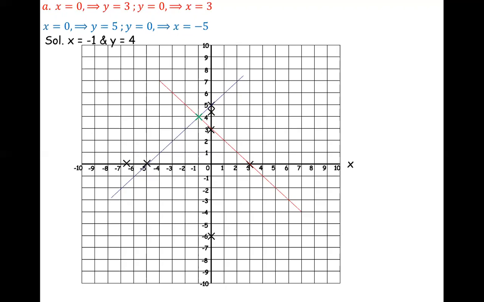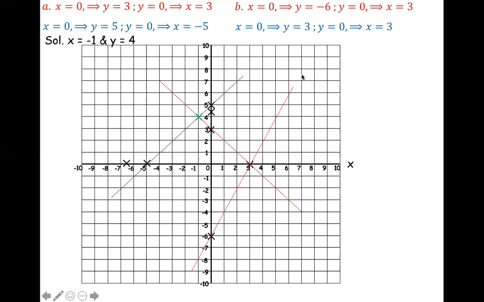So that's the first one. I do the same for B. x equals 0, y equals -6, y equals 0, x equals 3. Link those 2 points. And the other line is this one, x equals 0, y equals 3, y equals 0, x equals 3. And where the two lines meet is this point here, 3 in x and 0 in y. That's my solution. Okay? And then we do the same for C.